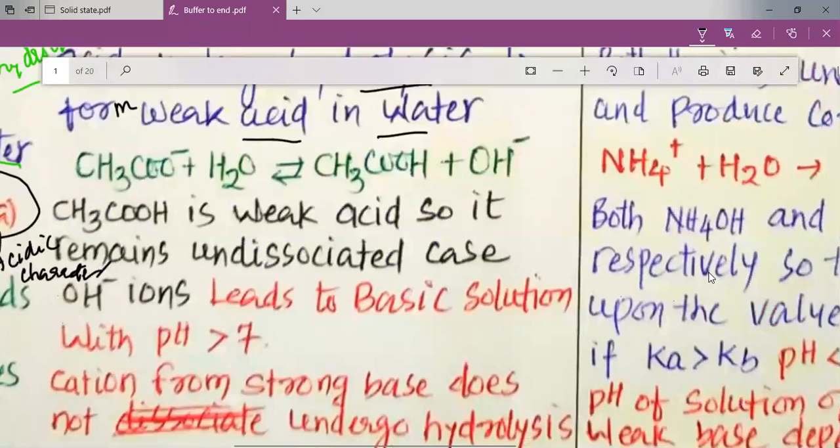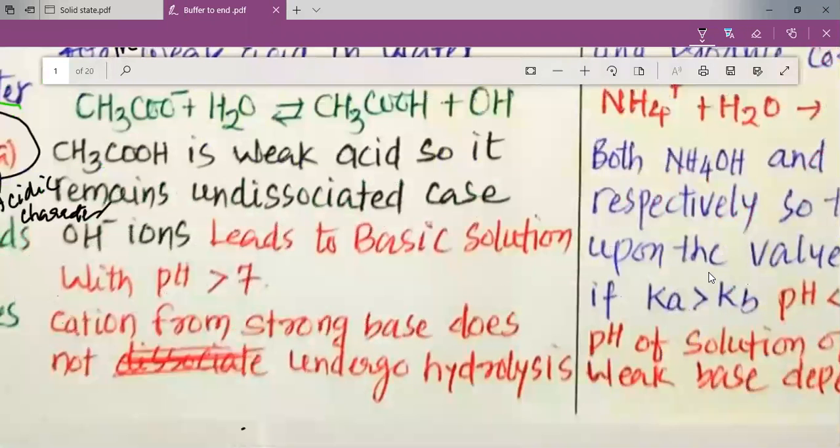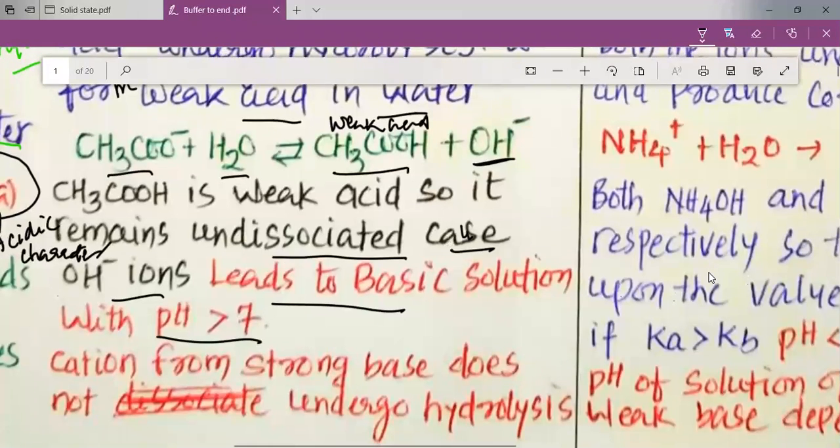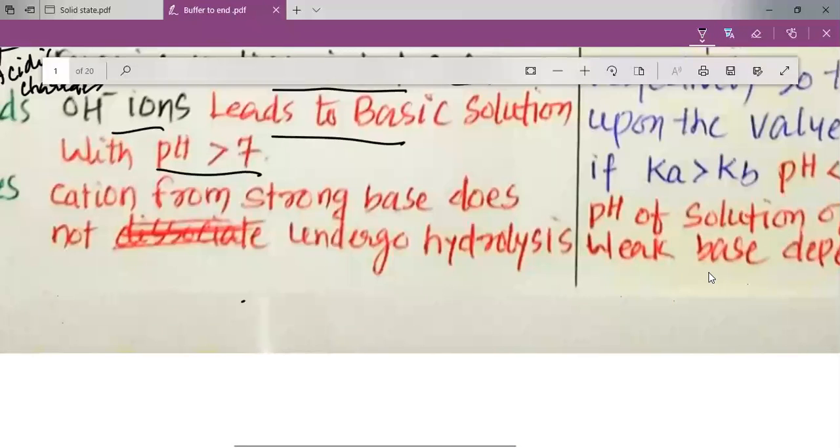So the anion from the weak acid undergoes hydrolysis in water to form the weak acid. You can see that CH3COO- reacts with water again to produce CH3COOH and OH-. This is what we are well aware of, that it is a weak acid. As CH3COOH is a weak acid, it remains undissociated and causes OH- ions, which leads to the basic character of the solution, that is, the pH of the solution becomes greater than 7.